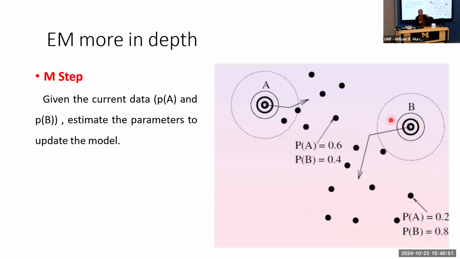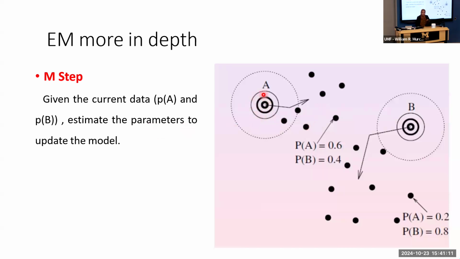Now I'm going to maximize. What will I maximize? Given the current data, which is the probability of each point belonging to A and B, I estimate the parameters to update the model. This is what we will do. I'm going to estimate the parameters to update the model.